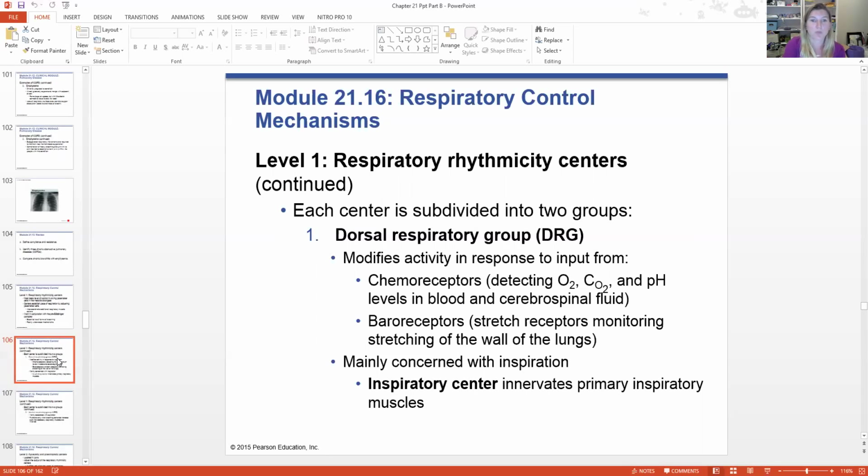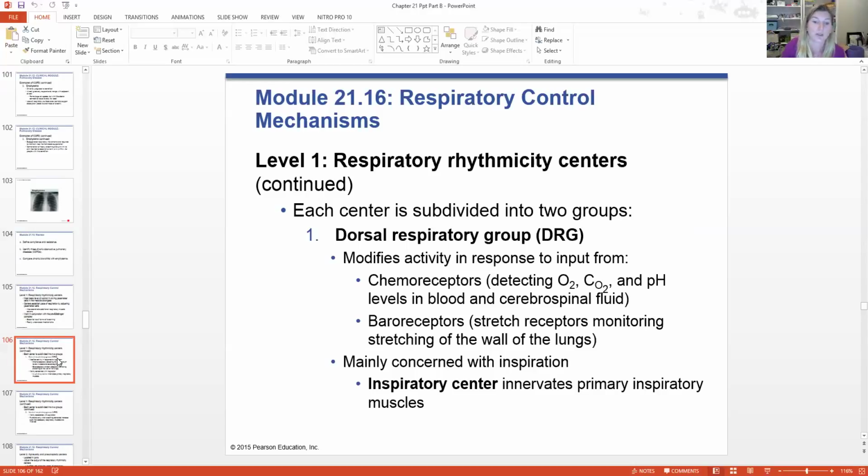So the other respiratory rhythmicity centers include the dorsal respiratory group, or DRG. I'm trying to look back at my notes because I had some drawings for you. It's a section of your medulla oblongata. It's basically monitoring the input that's coming from chemoreceptors and baroreceptors. The chemoreceptors will detect oxygen, carbon dioxide, and pH levels in the blood as well as the CSF. And the baroreceptors are monitoring the stretch receptors in the lungs. So it's taking all that information into account.